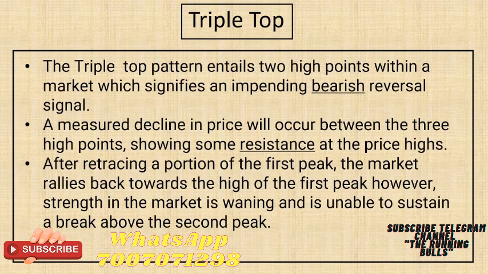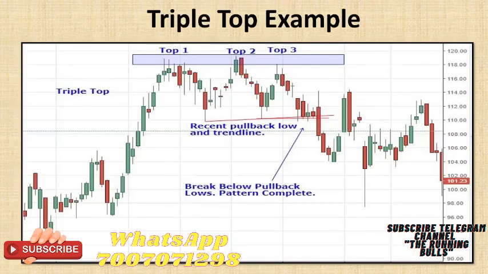So let's see how this pattern looks in the trading terminal. We have a triple top pattern: first top, then second top, then third top, and then a smart pullback. The smart pullback is to remove the weak traders, and after that it starts coming down. In this, the stop loss will be the second top, and your target will be the difference between the top and the neckline. So let's move on to the next chart pattern.